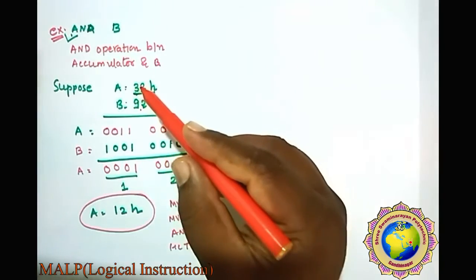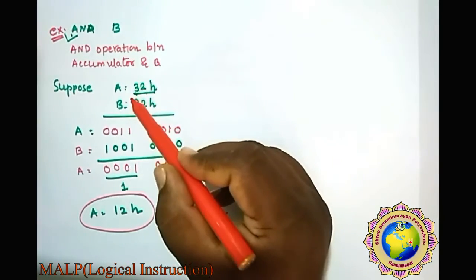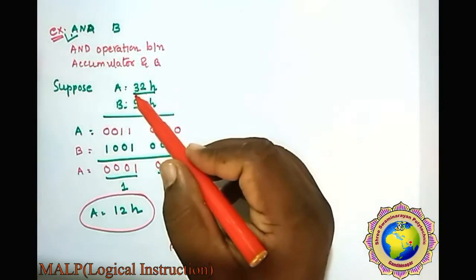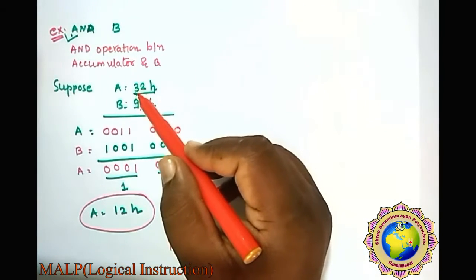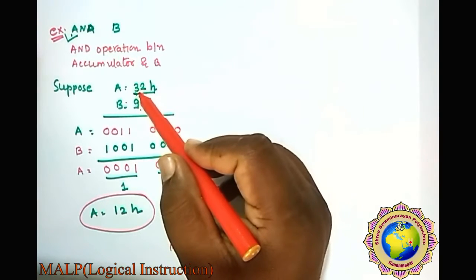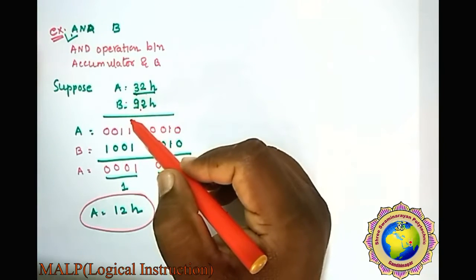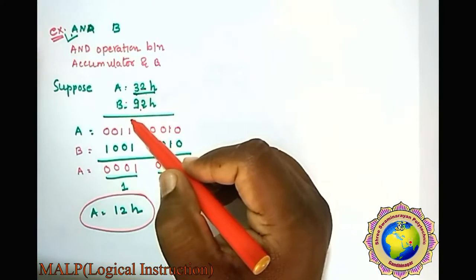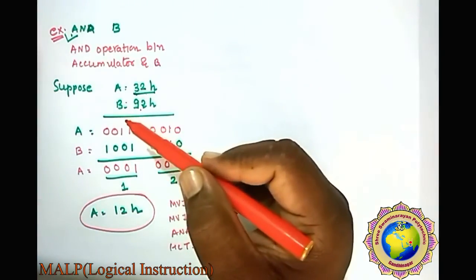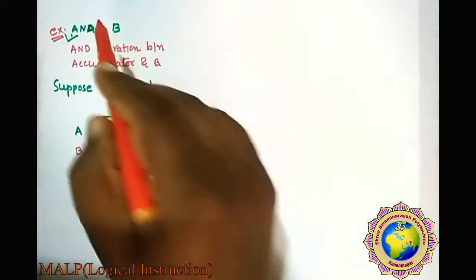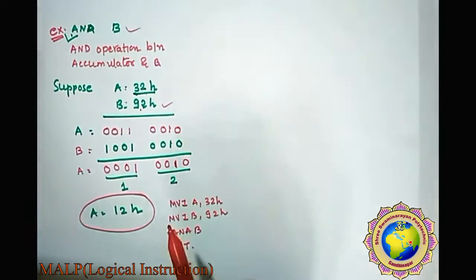Before performing the AND operation, we have to make the binary of A and B. To make the hexadecimal to binary, we can write the binary form in the group of 4 bits. Okay, that you know. And that performs the AND operation.